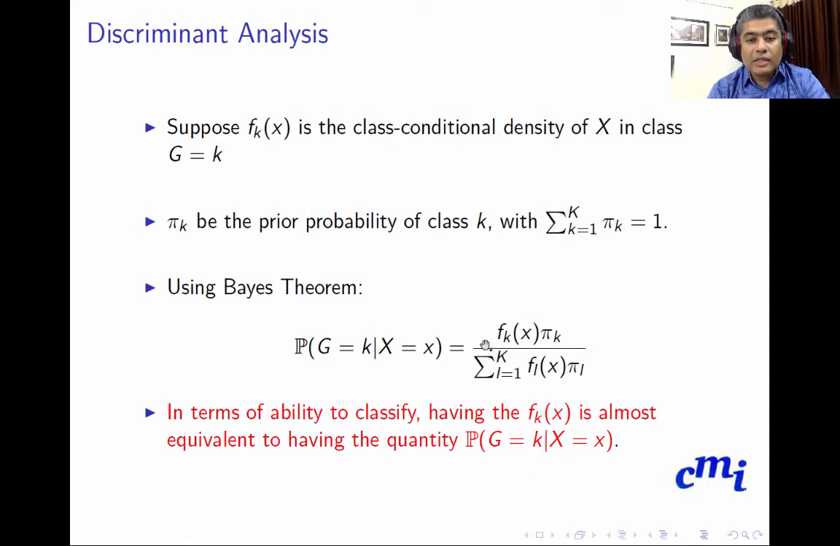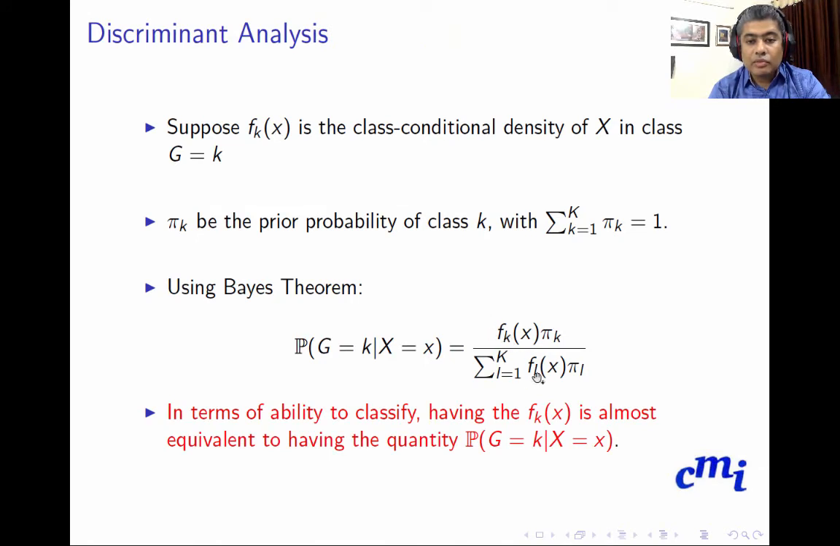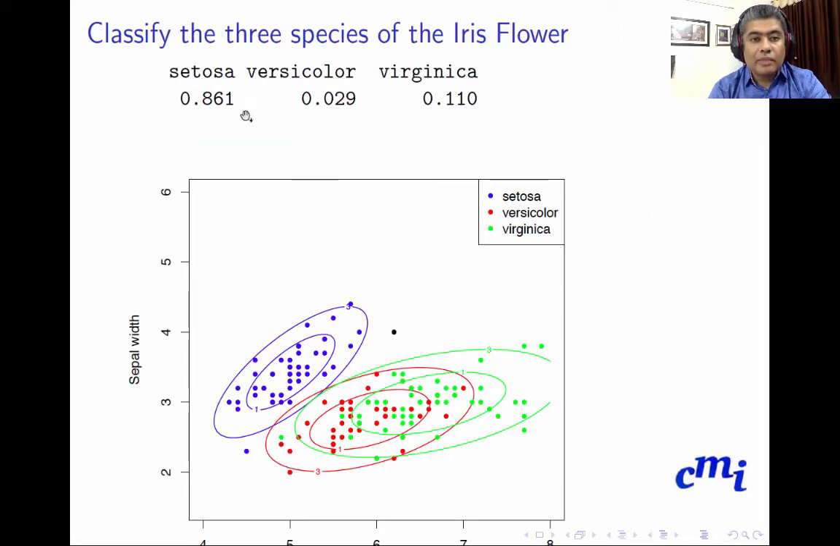So f_k(x) and the probability of G equal to k given x is some sort of proportional information, but at the same time it is weighted by its prior probability. When we assume these distributions follow a simple bivariate normal distribution for all three separate classes, we can plug these distributions in here. Here we have taken equal prior probability, that is one third, one third, one third for each of the classes.